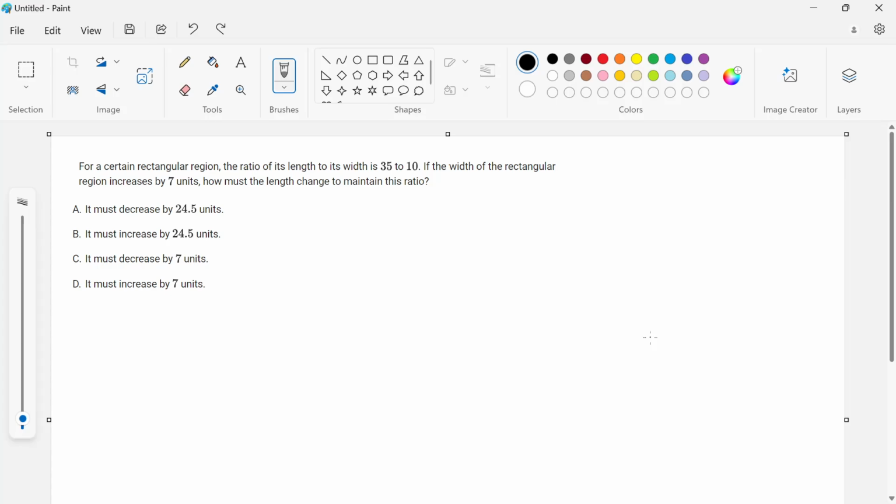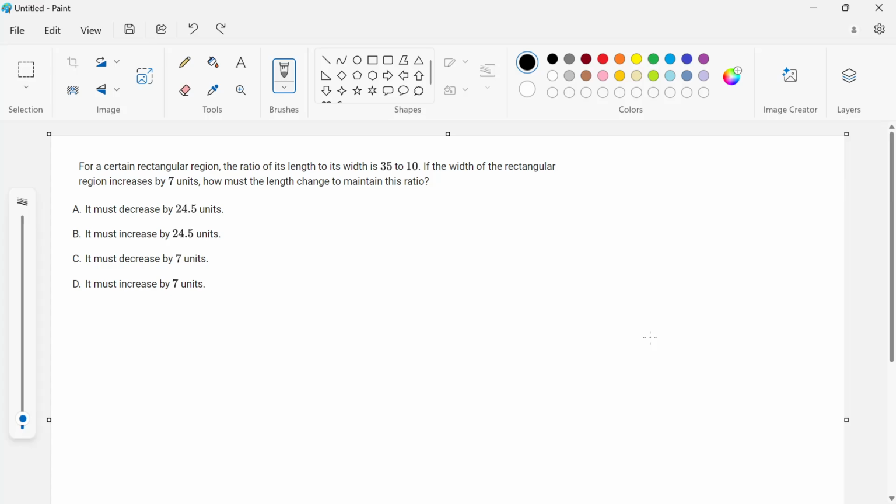For a certain rectangular region, the ratio of length to width is 35 to 10. If the width of the rectangular region increases by 7, how must the length change to maintain this ratio? And does it have to decrease by 24.5, increase by 24.5, decrease by 7, increase by 7?